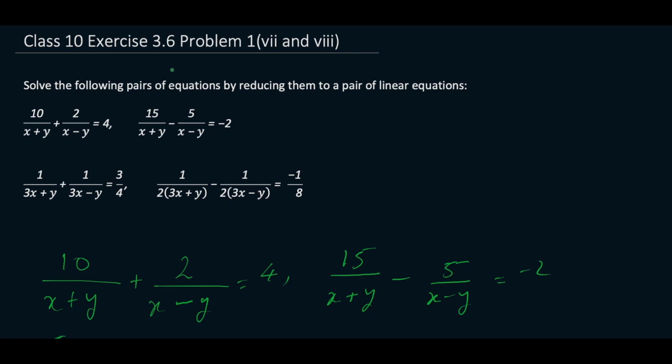Hello friends, welcome to exercise 3.6 problem 1. These are the last two questions that we need to solve. Our questions are 10 by x plus y plus 2 by x minus y equals to 4 and 15 by x plus y minus 5 by x minus y equals to minus 2. So let us begin with our first question.